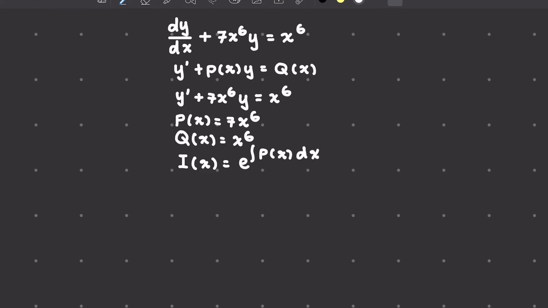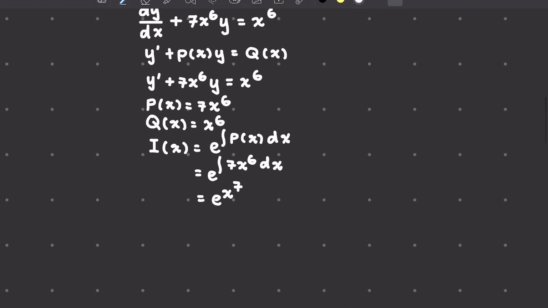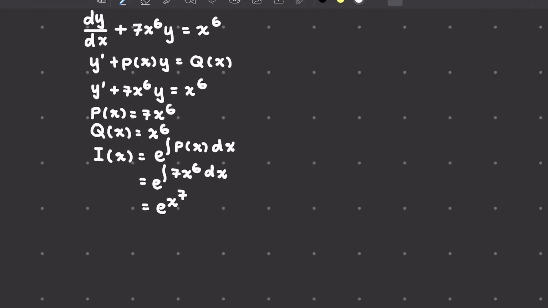So we've defined all of the variables here, which are p(x) and q(x). And now let's just plug it in to find the integrating factor. What is p(x)? p(x) is 7x to the power of 6, and we're going to integrate it with respect to x, and this will just become e to the power of x to the power of 7. And don't add a constant here, because we just need to find an integrating factor, and we're going to add a constant later on our main integration.